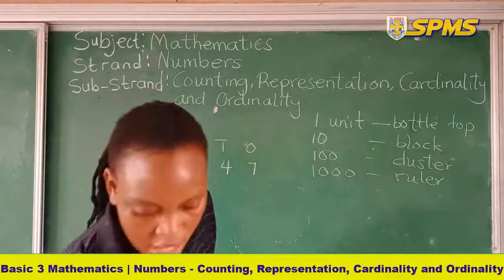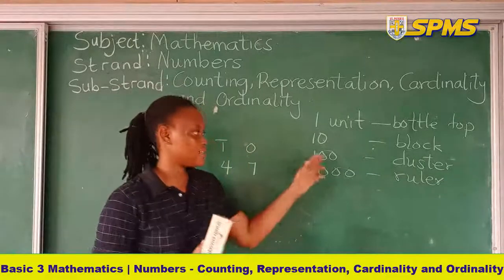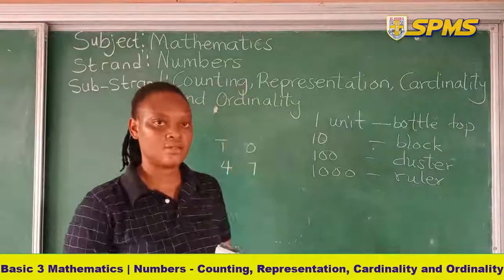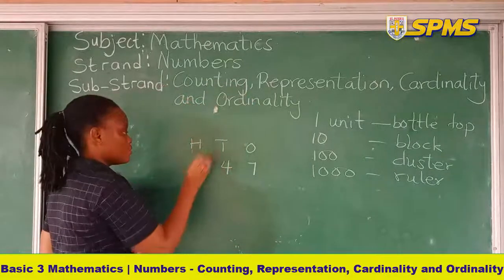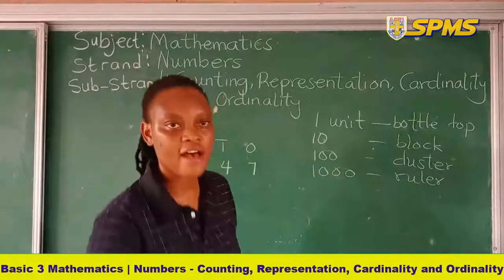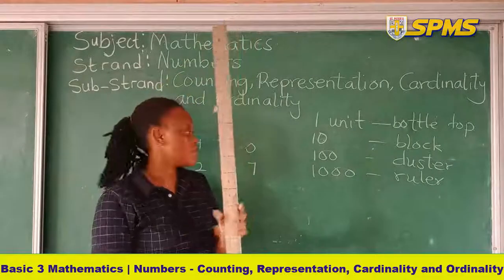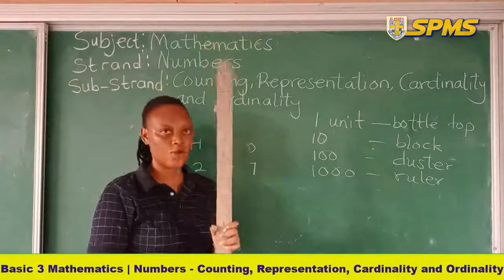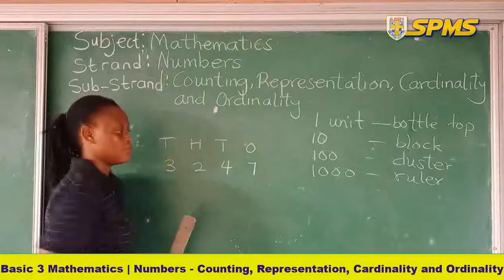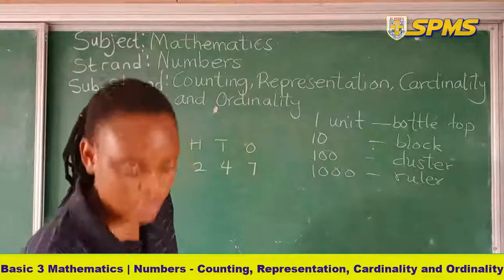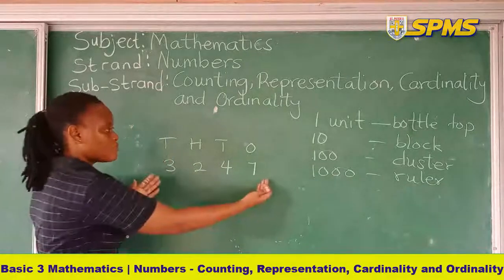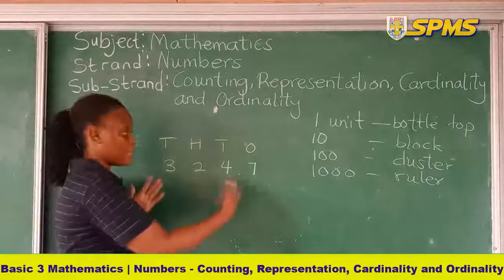Good. Now I have my duster. I said the duster is in what? In hundreds. So I have 2 of these. Where is it going to? To the hundreds column. Very good. And then I have my ruler. I said the ruler is in what? Thousands column. So the 1,000 column, I have 3 of these. Good. So this is what I have. They are in their rightful place. That is what? Their place value.